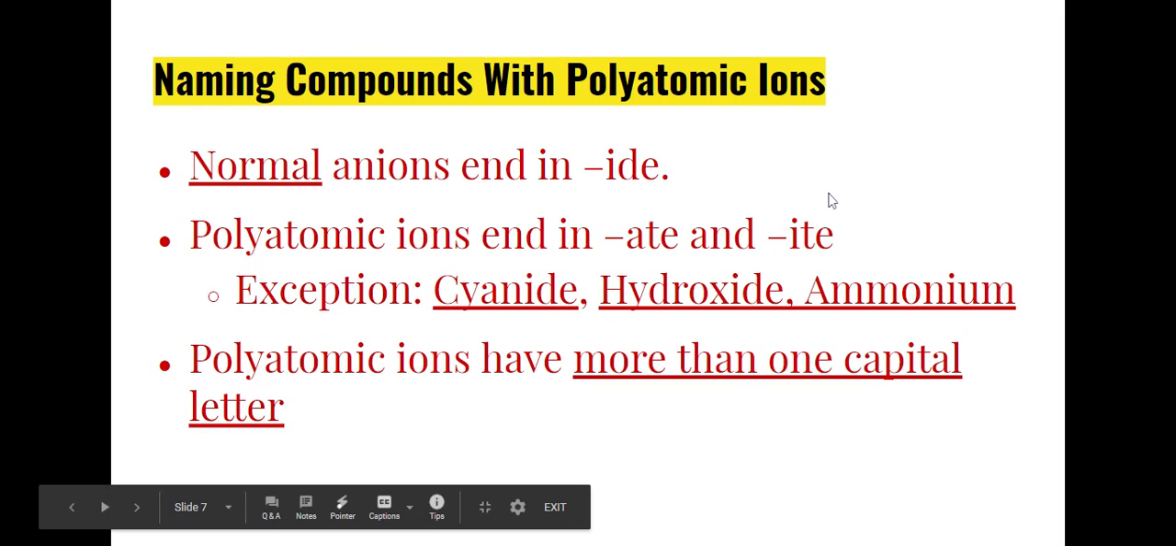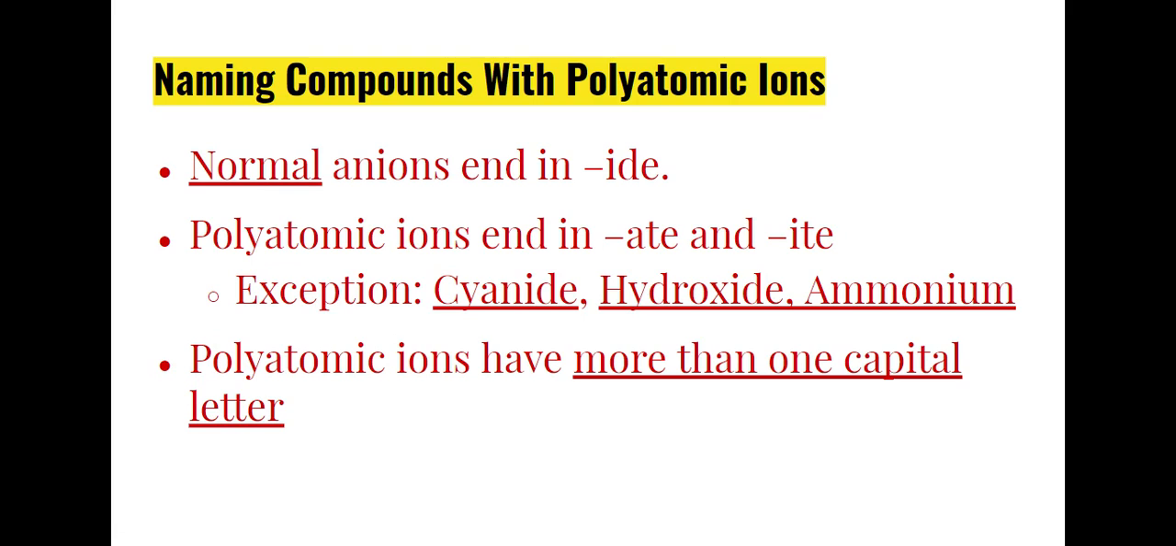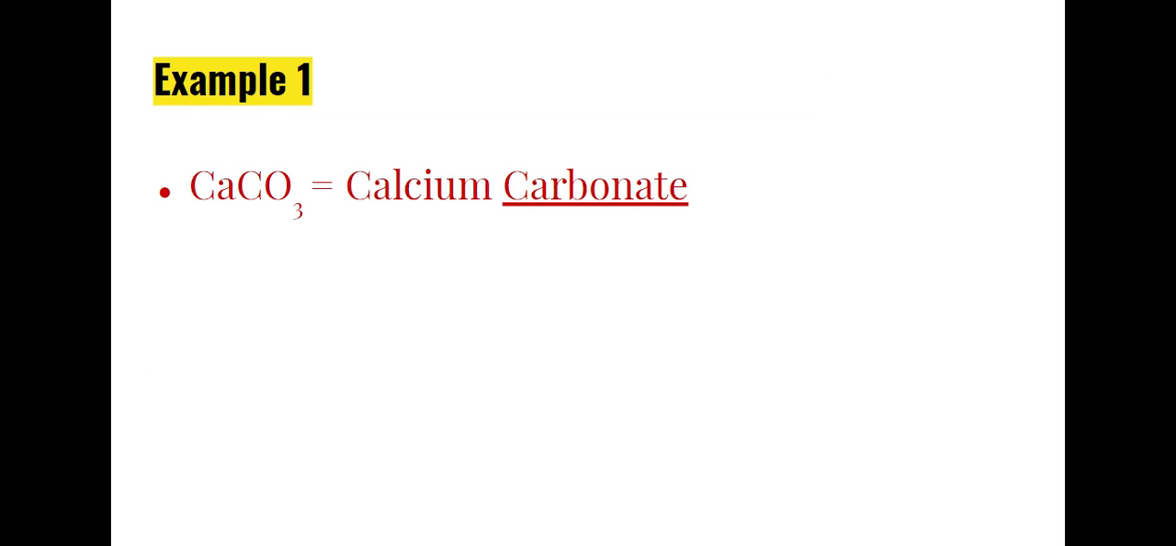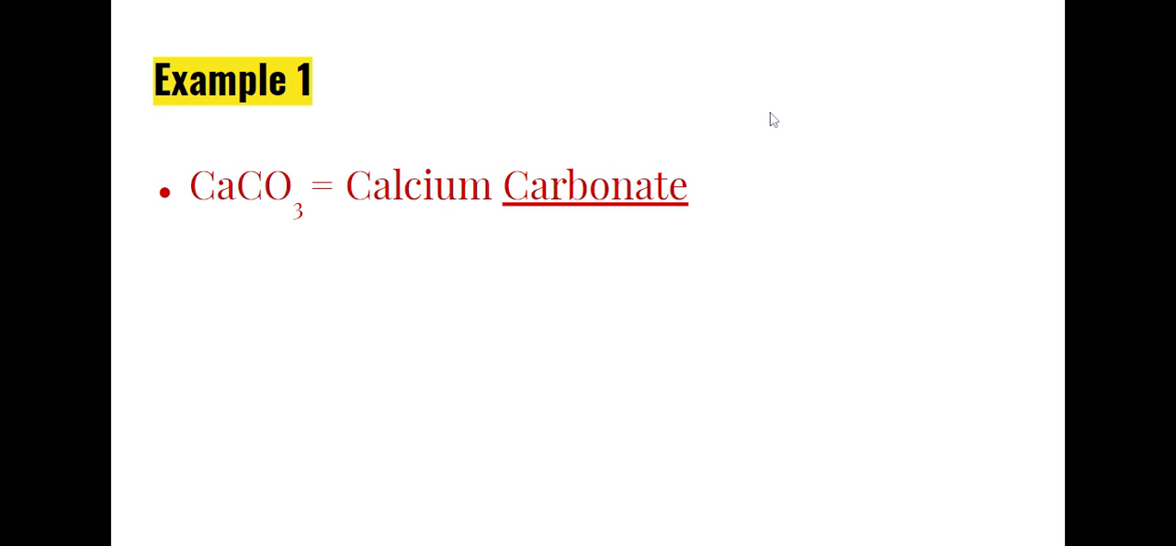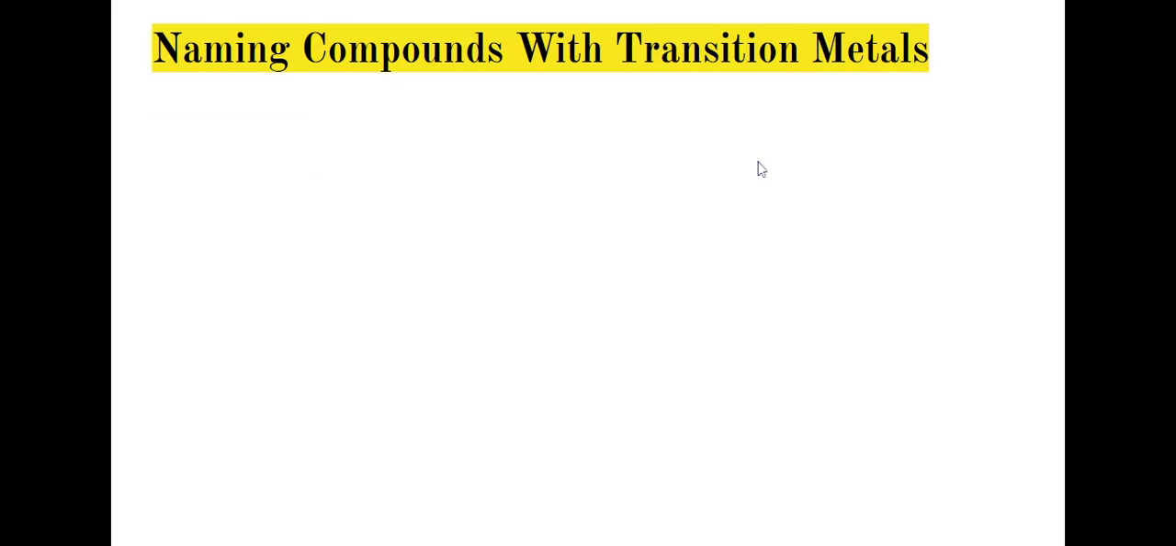So how do we name compounds with polyatomic ions? Normal ions end in -ide. Polyatomic ions end in -ate and -ite, with the exceptions of cyanide, hydroxide, and ammonium. Polyatomic ions have more than one capital letter because they have more than one element. So an example of this is calcium carbonate. All you do is write out the polyatomic ion in its polyatomic ion form. If you're not familiar or not sure, just use the chart on your reference table.